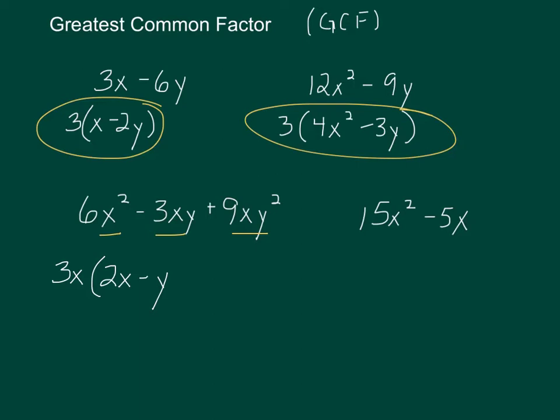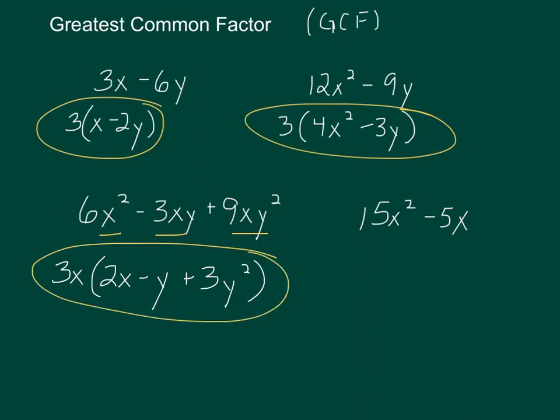9xy squared divided by 3x will be 9 divided by 3 gives me 3. The x's will factor out all the way, but I will be left with a y squared. And that will be my answer for this one. With my last example here, I can take out a 5x, and I'm left with 3x minus 1. The minus 1 part is something you need to be careful of, because otherwise you'll lose that last term when you go to distribute and check it.